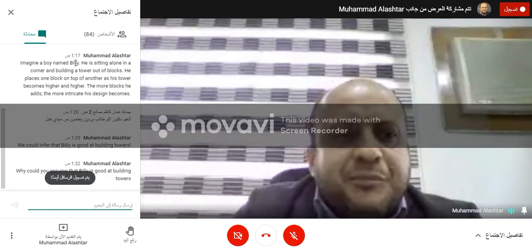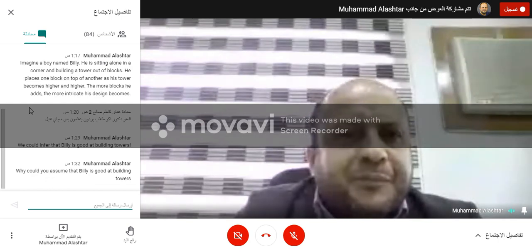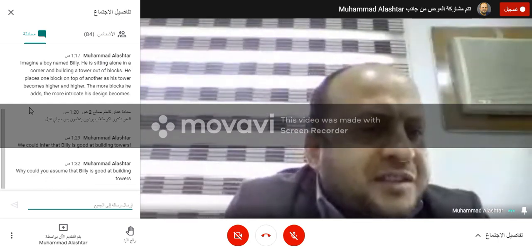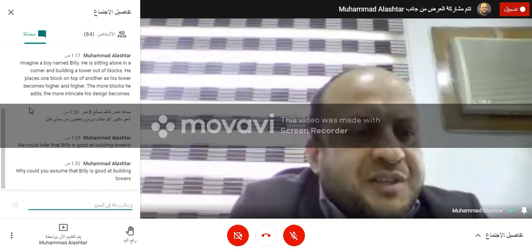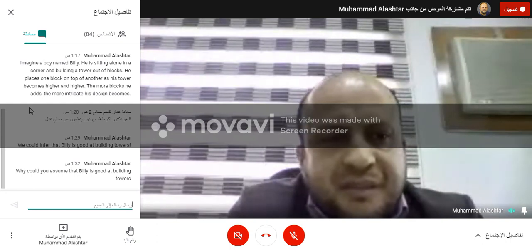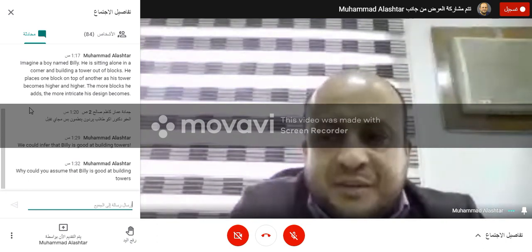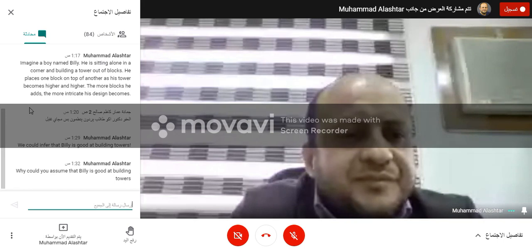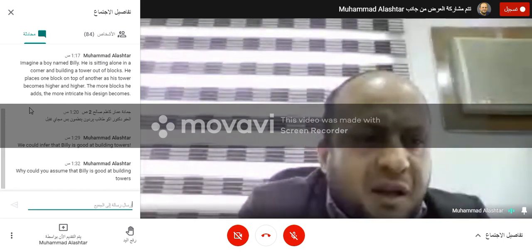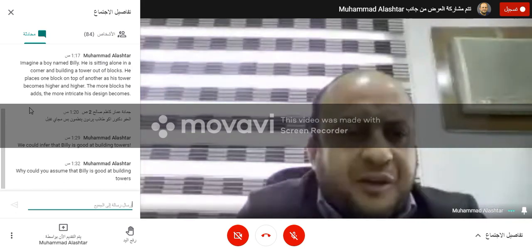So inferential meaning could come in many different forms. Could be generalizations, cause and effects, future predictions, unstated main ideas, and so on.